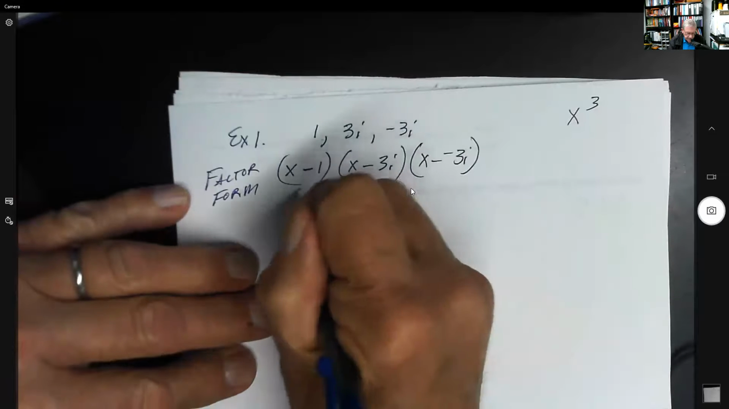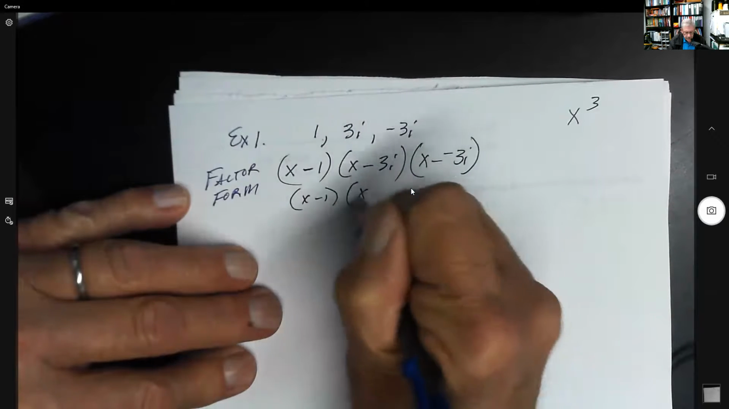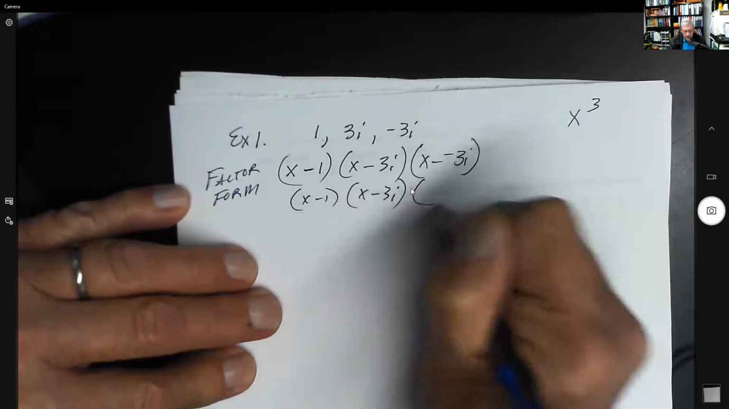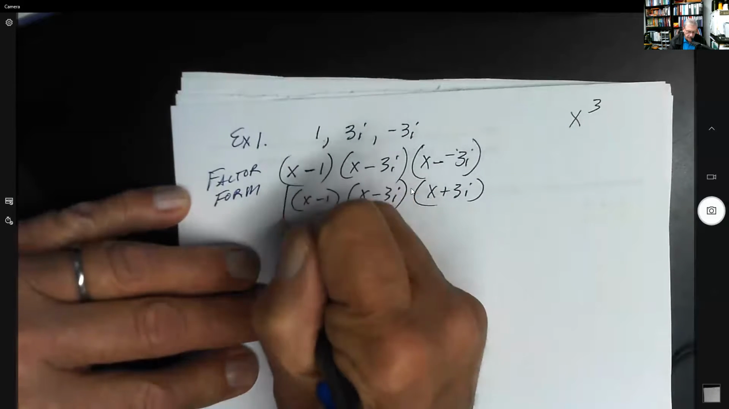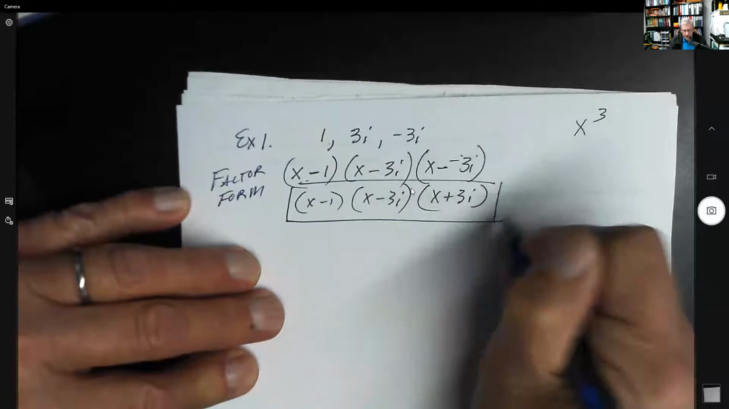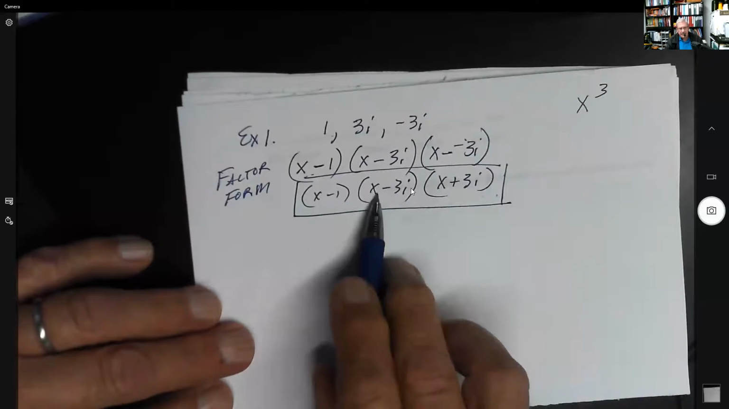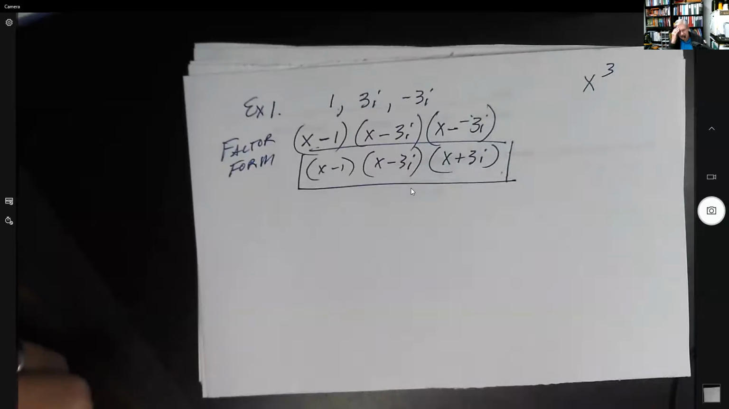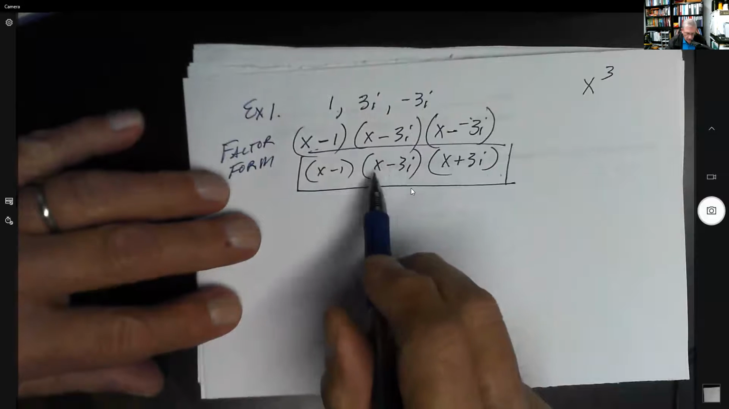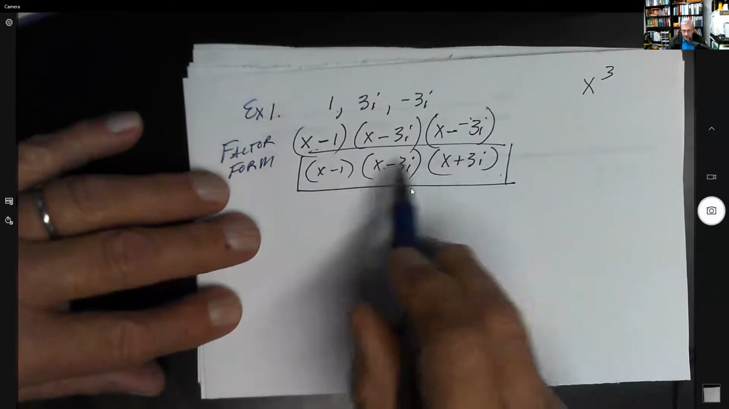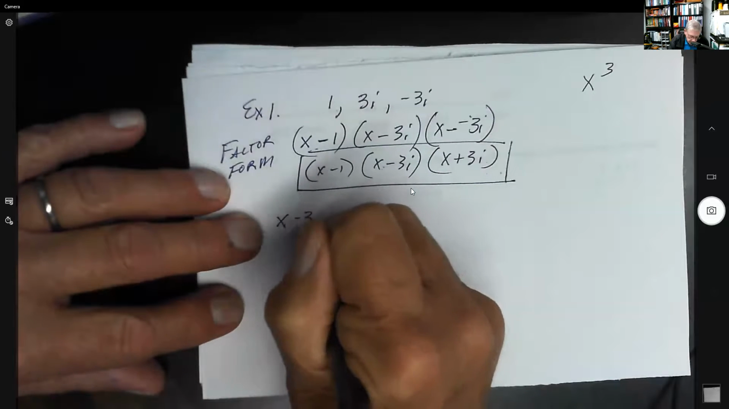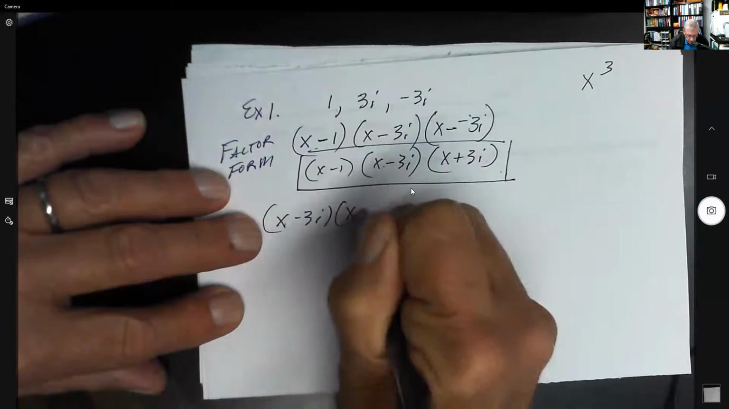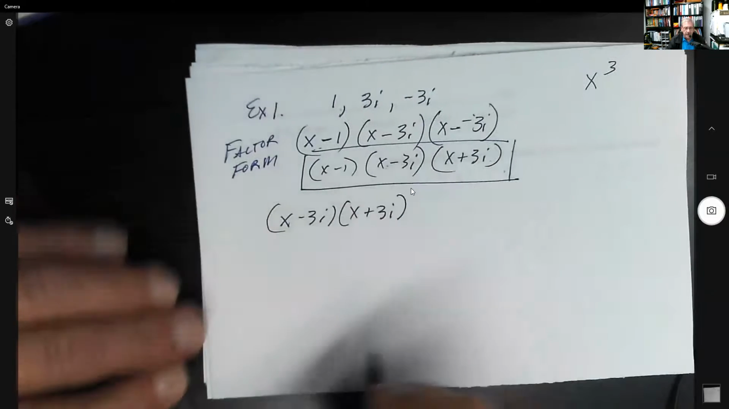So simplifying, and here negative, negative, positive. So that's what we have. These are our answers in factor form. Now we want to put this into a polynomial. Any ideas? Probably not. Okay. So what we're going to do is, usually it's easiest to start with these two numbers that have opposite signs. x minus 3i times x plus 3i. We're going to multiply those together and see what we get.